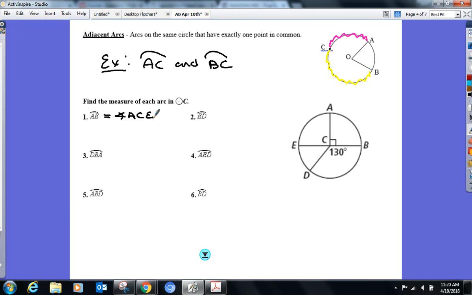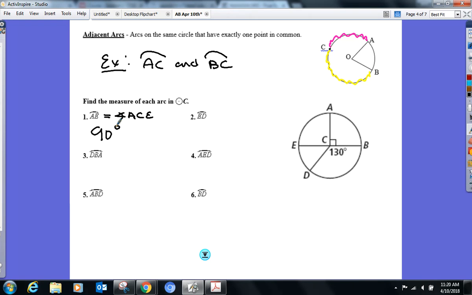Now, what's the measure of angle ACE? I think you guys can find that on your own. Emma, give me a number. Okay. I'm trying to find the measure of arc AE, which is the same as its central angle, which is 90 degrees. Got it. Are we okay there? I know some of you are going ahead, which means you're picking it up.